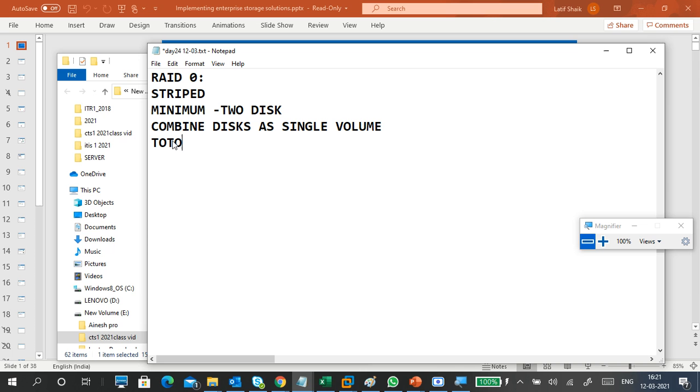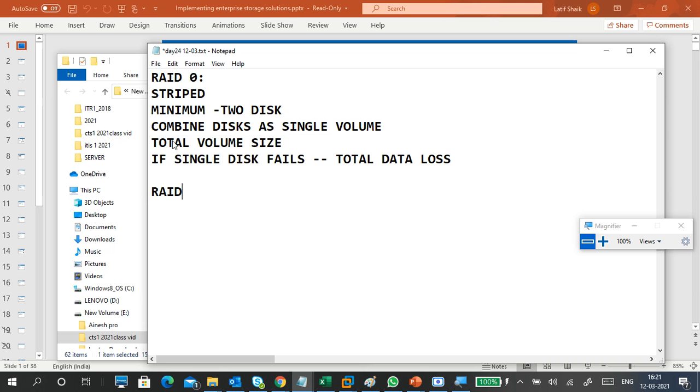So we'll get the total volume size. If a single disk fails, total data loss. So we can't get the data again.